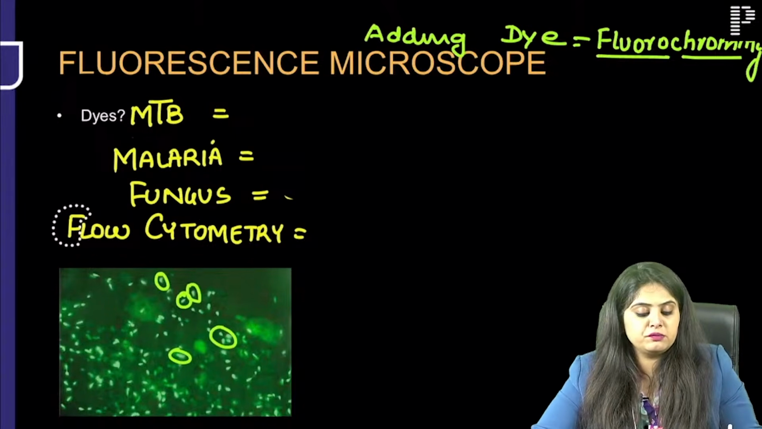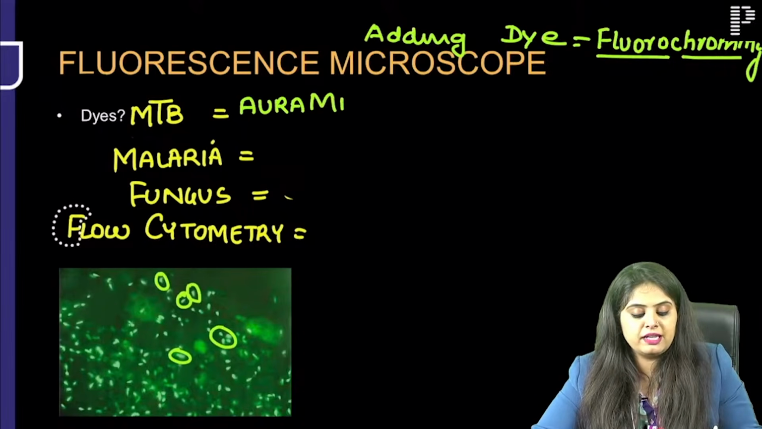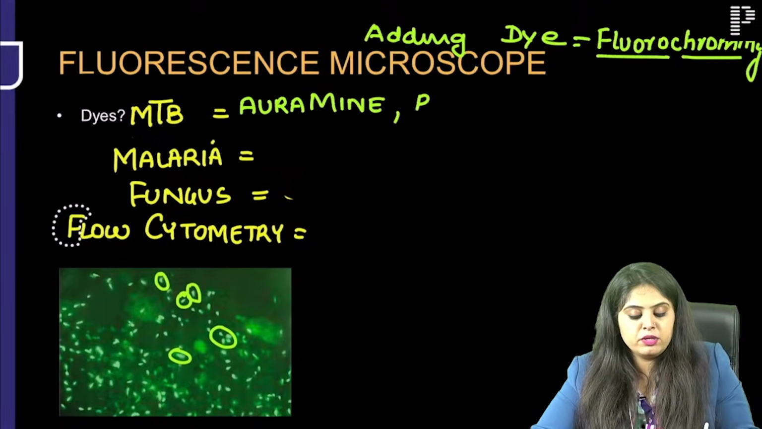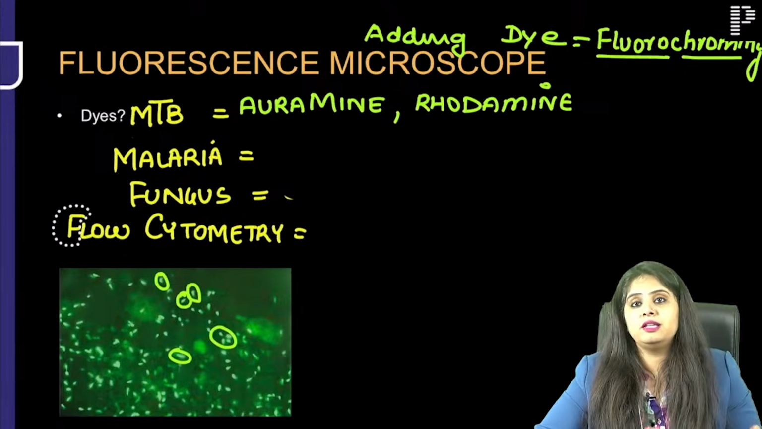So if you were suspecting Mycobacterium TB, what are the names of the fluorescent dyes that you can add? It is going to be auramine and rhodamine. These are fluorescent dyes for TB.